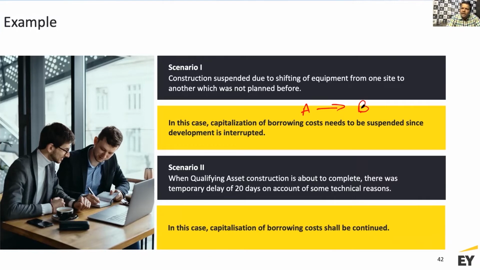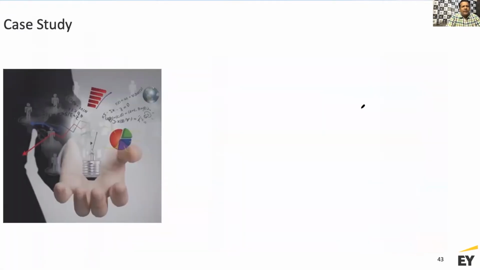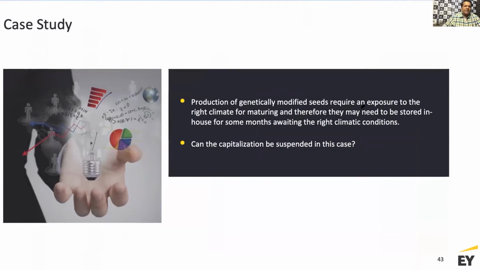You will not suspend the capitalization of interest cost, from that perspective. Let's try and understand this with the help of another case study. Here in our example, the production of genetically modified seeds requires exposure to the right climate for maturing, and therefore they may need to be stored in house for some months awaiting the right climatic conditions. Can the capitalization be suspended in this case?